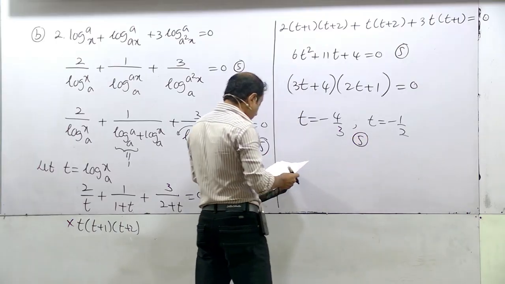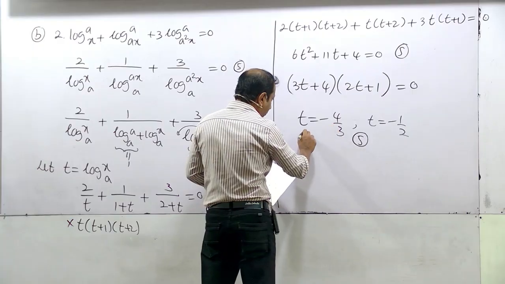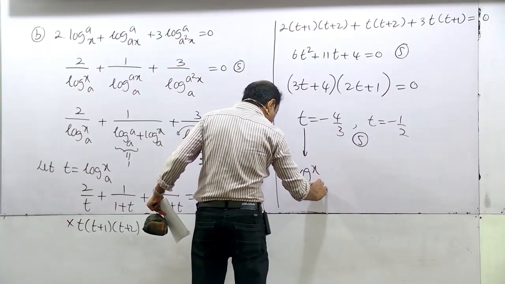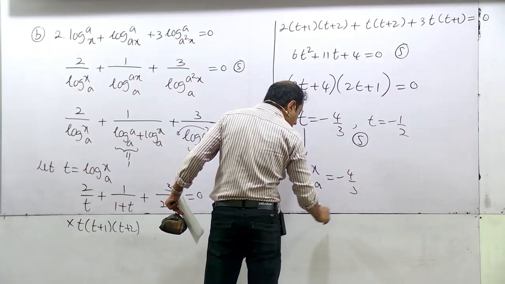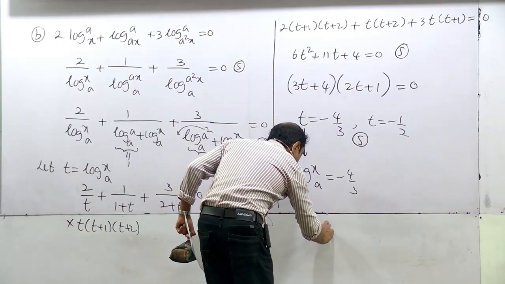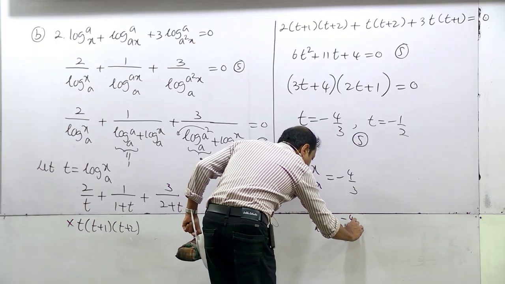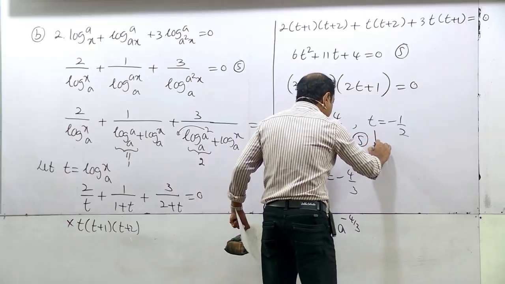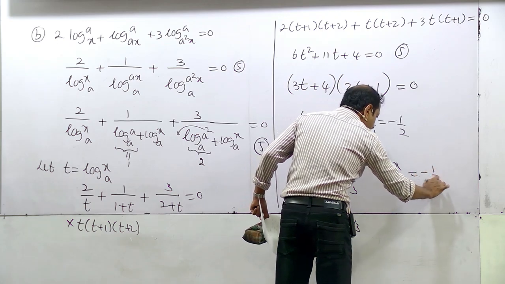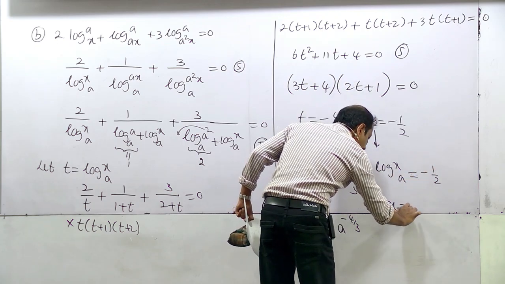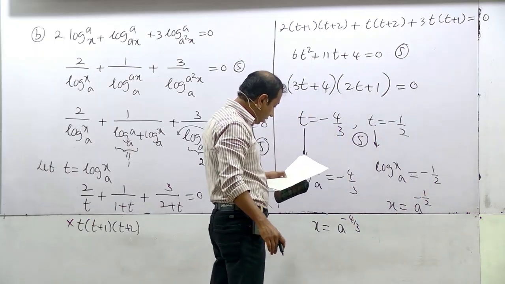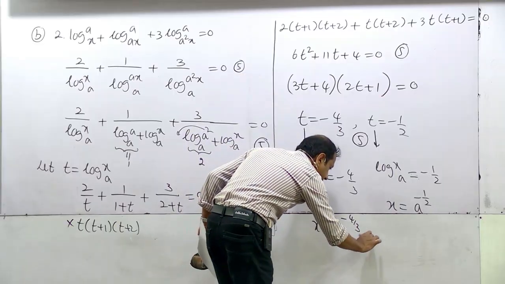Right. Now we substitute for this t. Log x to the base a equals minus 4 over 3. Then x can be taken to the right hand side: x equals a to the power minus 4 by 3. For the other answer, this way we can write minus half. Then we get x equals a to the power minus half. These are the 2 answers we get. Then we get 5 each.